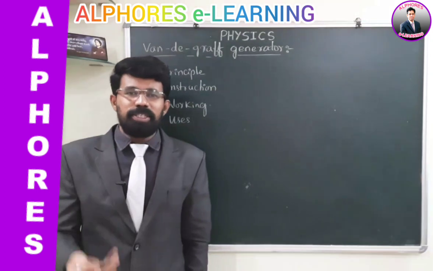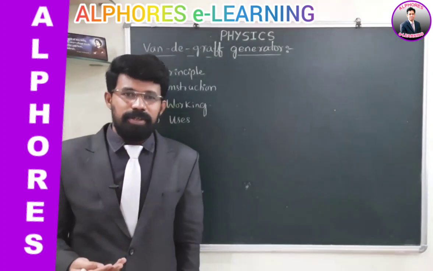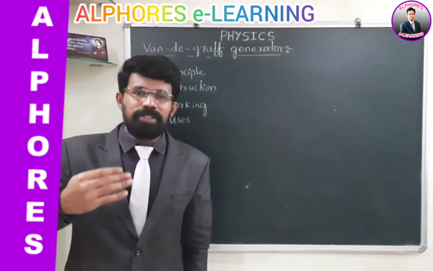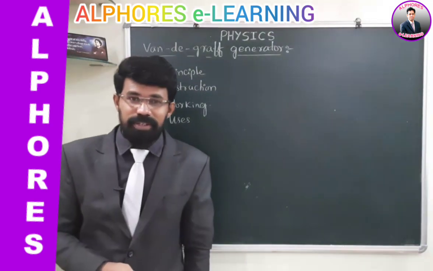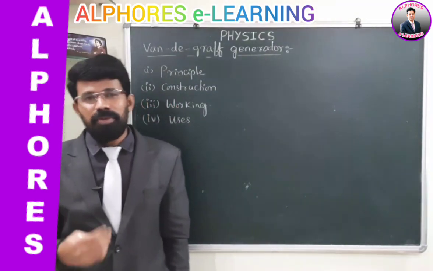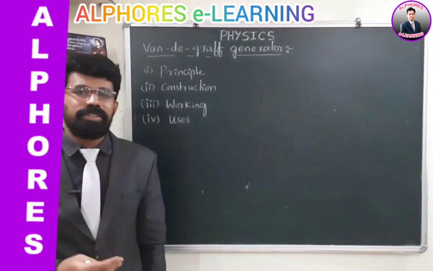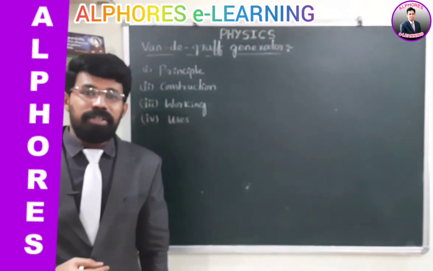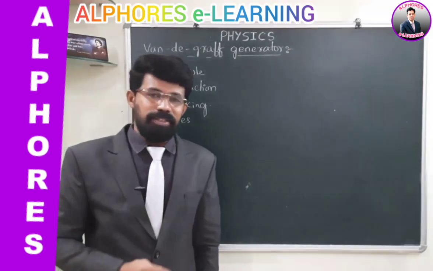I'm going to explain to you based on what principle this Van de Graaff generator works, how it can be constructed, how the entire working procedure occurs inside the Van de Graaff generator, and I'm going to explain the uses also. So I'll start with the uses so that you will come to know what actually this Van de Graaff generator does. Little interest can be built up like that. So, Van de Graaff generator, basically it's a particle accelerator. What it does? It accelerates charged particles.